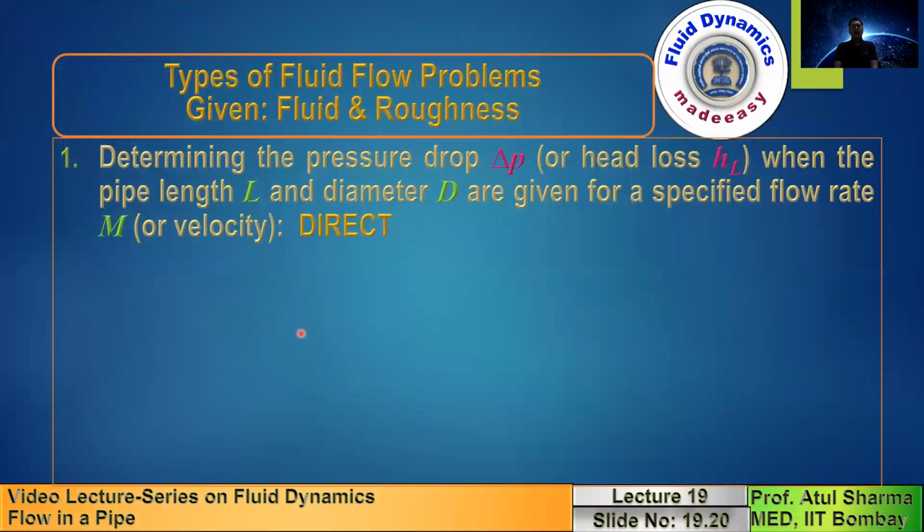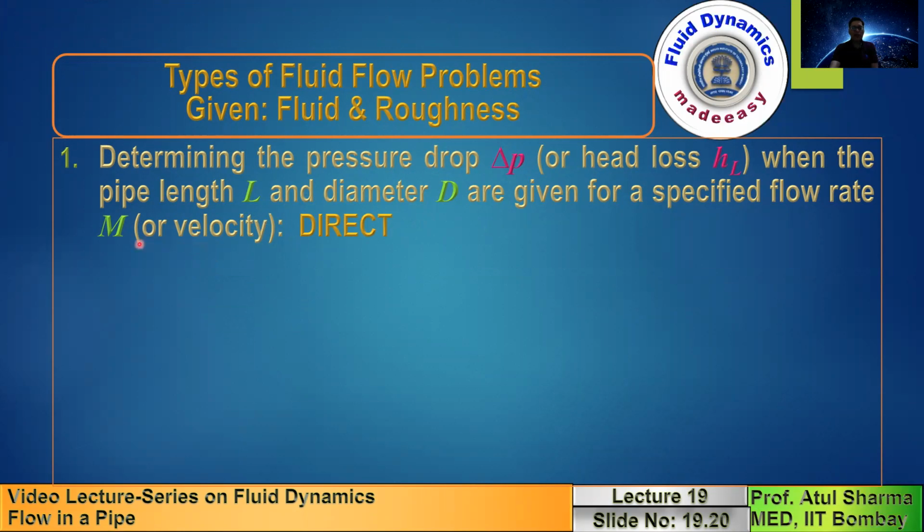Now, when you look into the problems for turbulent flow in a pipe, there are three types of problems which are commonly given. In all these three classes of problems, you are given a particular fluid and you are also given the roughness of the pipe. The first type of problem is you have to determine the pressure drop or the head loss when the pipe length and diameter are given for a specified flow rate.